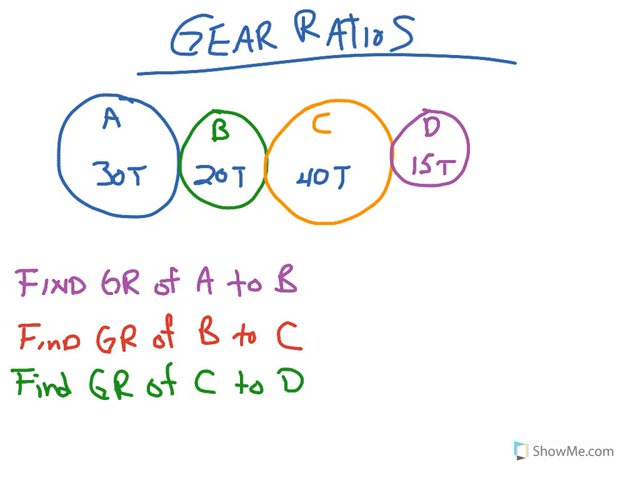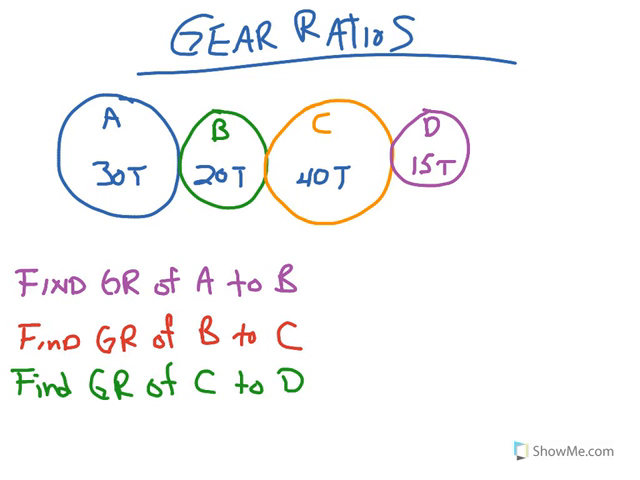Here's another example. Here's a gear train. Once again, I didn't draw the teeth, but I wrote down how many teeth each of these have. We got gears A, B, C, and D. Now the picture doesn't say which one's the driver and which one is being driven, so we really shouldn't assume unless we're forced to. But if you look at the question, the first question, the purple, it says find the gear ratio of A to B.